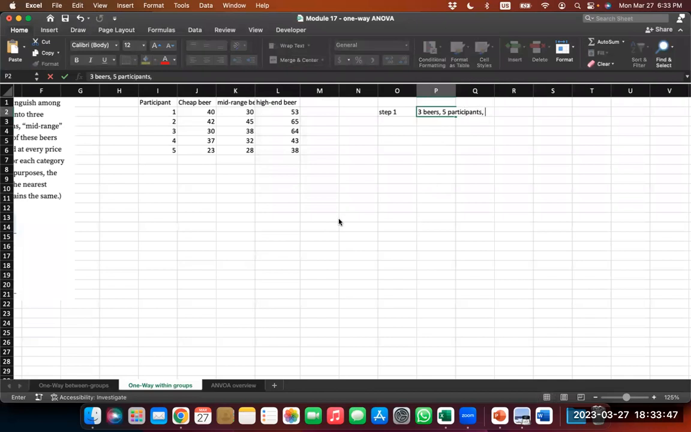And well, counterbalanced because there is quite certainly an order effect. So step two, we have the quantification of the null hypothesis. So that's M1 equals M2 equals M3. So the alternative hypothesis is that at least one differs from another.